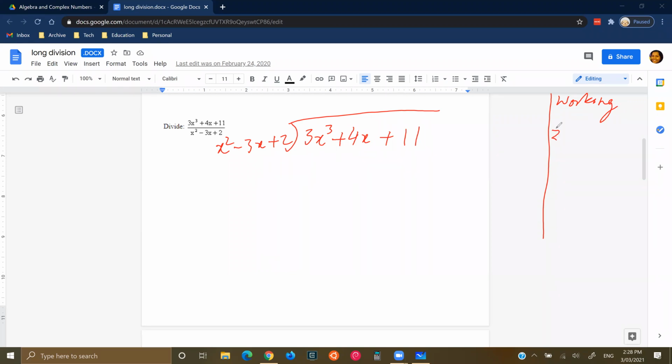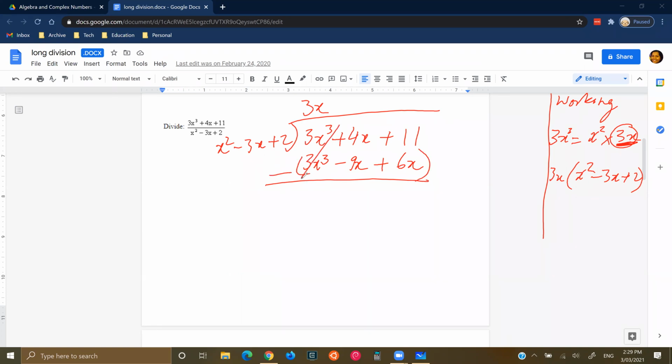So the first thing is I want to get 3x cubed, and I'm thinking x squared times what gives me 3x cubed. So I need a 3 and an x that will give me 3x cubed. So this bit goes up here. x squared times 3x is 3x cubed. Now I'm multiplying 3x with the whole thing, not just x squared. So I'll get 3x cubed and then minus 9x, and then 2 times 3x is going to be 6x. Now I'm going to subtract.